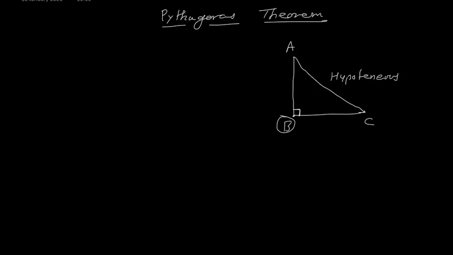Similarly, if suppose the triangle is triangle XYZ, and in that triangle, if I say angle X is 90 degree, then what is hypotenuse? This YZ is the hypotenuse. Simple.